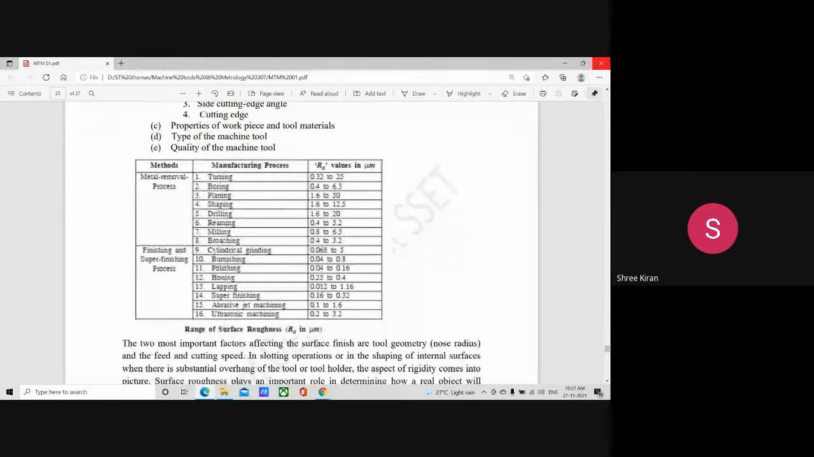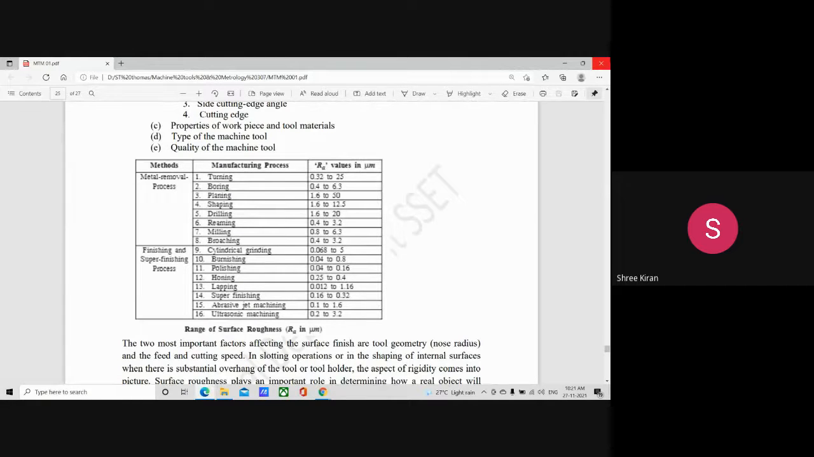Now you see the material removal processes. These are the various manufacturing processes taking place for material removal. We have already discussed turning, boring, planing, shaping, drilling, reaming, and broaching. We have not discussed broaching; the rest we have discussed in this module.